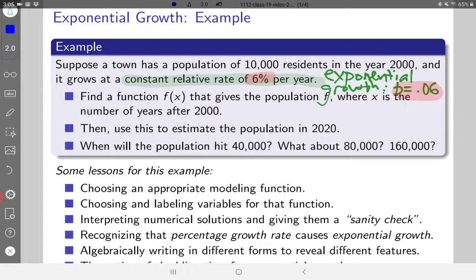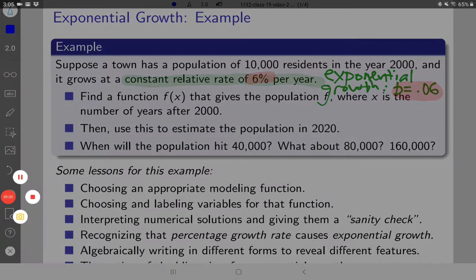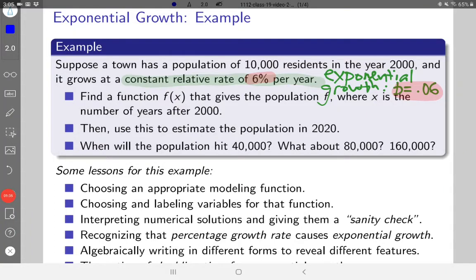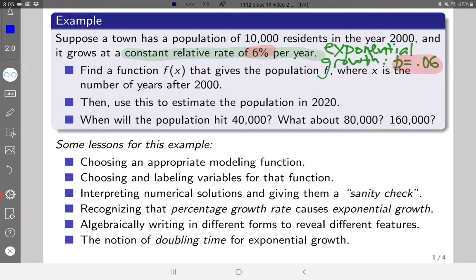So what we're going to do is come up with an exponential function that describes this population growth over time. And then we're going to use that to answer some questions. So right now we're going to address a couple of the lessons for this example, which is choosing an appropriate type of function to model this situation, choosing and labeling and solving for the variables in that function. And then as we go and answer the rest of the questions, we'll address some of these other points that I have outlined here.